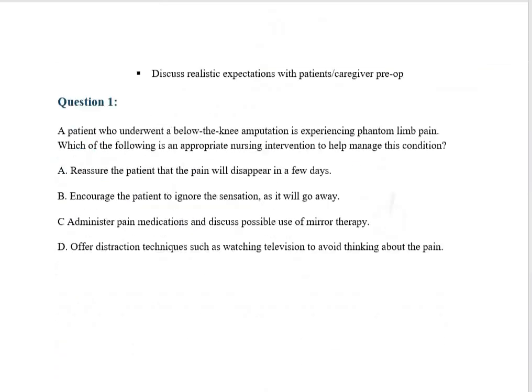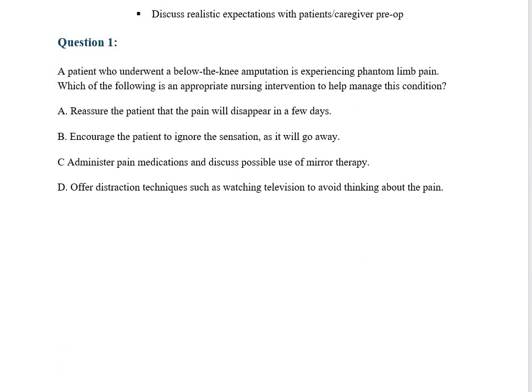Let's practice one question which will give us an idea of how the NCLEX would like to test us. A patient who underwent a below the knee amputation is experiencing phantom limb pain. Which of the following is an appropriate nursing intervention to help manage this condition? Reassure the patient that the pain will disappear in a few days. No, you don't want to give that. That's a false hope. Encourage the patient to ignore the sensation as it will go away. Nope, you never tell the patient to just ignore it.